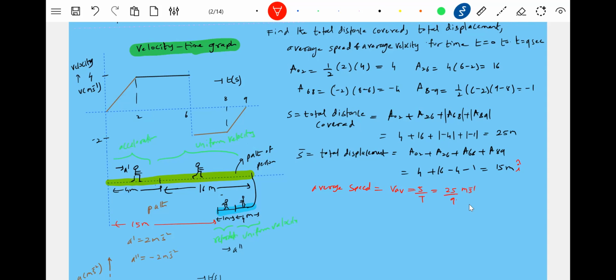(25/9). Average velocity, (15 I cap by 9). This is average velocity. So we know distance covered, displacement, all the quantities is what we are able to predict here. So in total, we can find out from the VT graph distance covered, displacement, average speed, and average velocity.